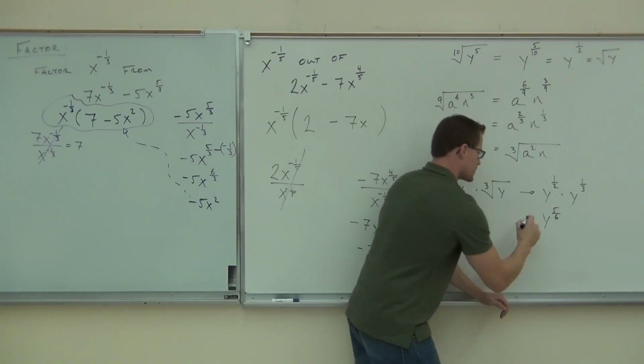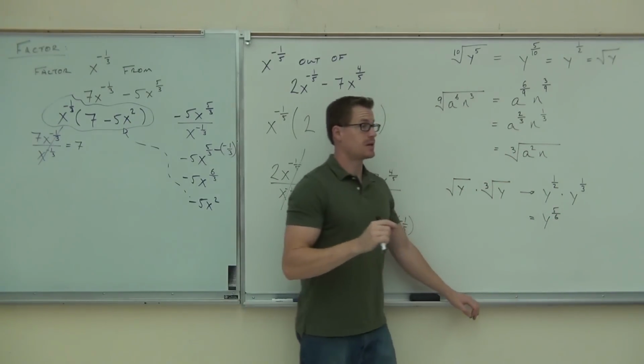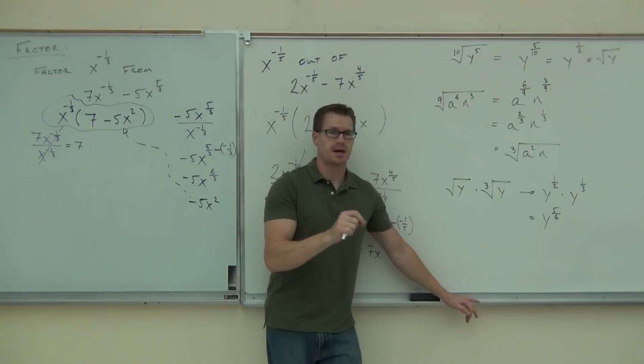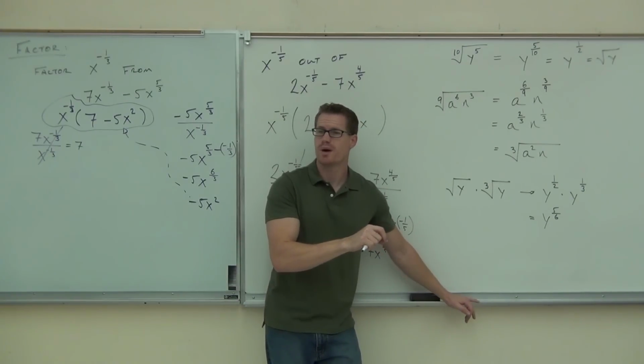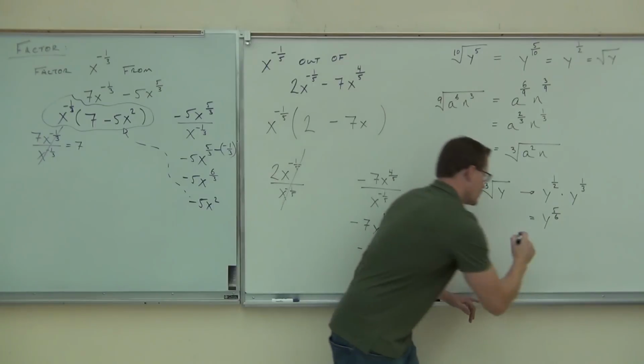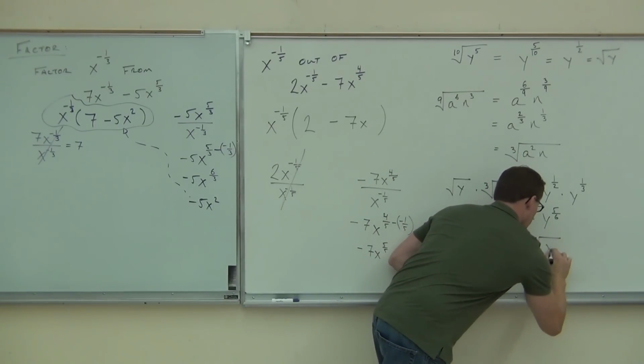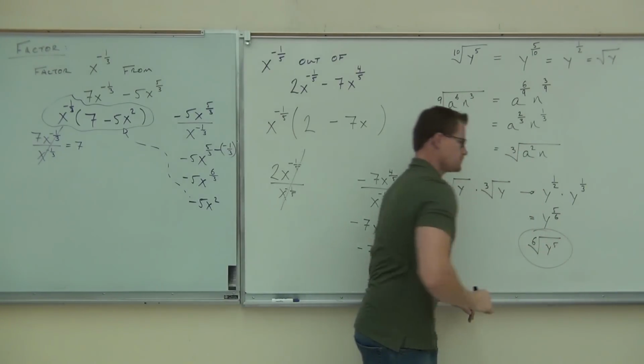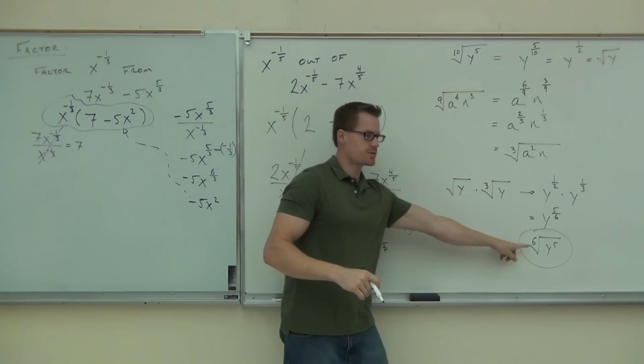Y to the 5/6. Can you take y to the 5/6 and write it back as a root? What type of root do I have? A 5th root or 6th root? 6th root of y times it. Here's what this says: this equals that.